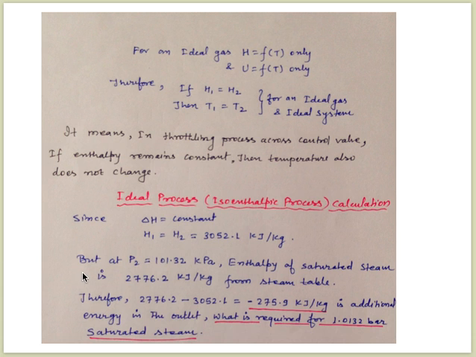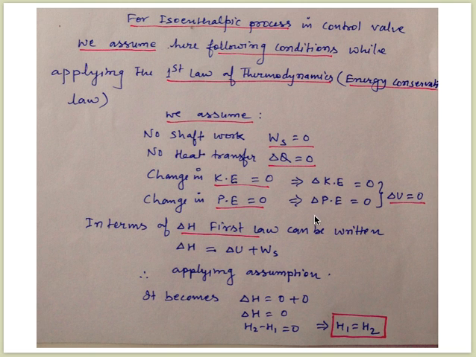So that's the reason we are saying here that potential energy is constant. If the change in kinetic energy and potential energy is 0, we consider that the internal energy change is also 0. So if we apply the first law of thermodynamics, the energy conservation law, in terms of enthalpy, we can write delta H equals delta U plus Ws. We know that Ws is 0 and delta U is 0, so delta H equals 0, so H2 minus H1 equals 0, then we can say H1 equals H2.